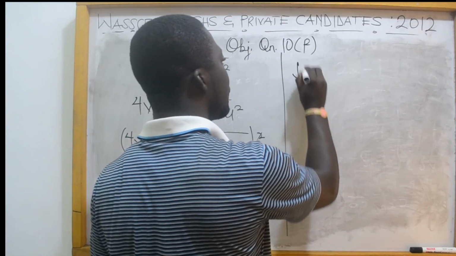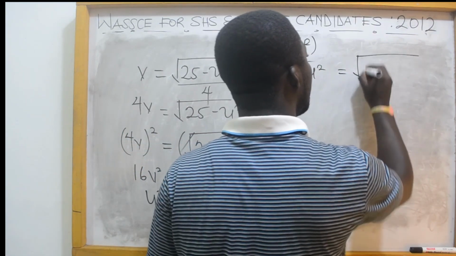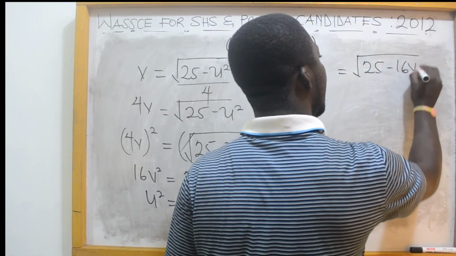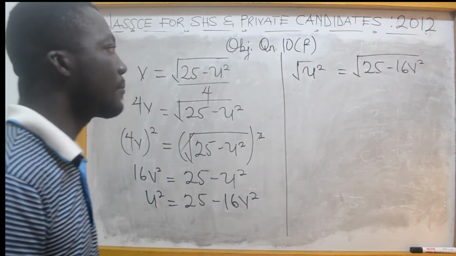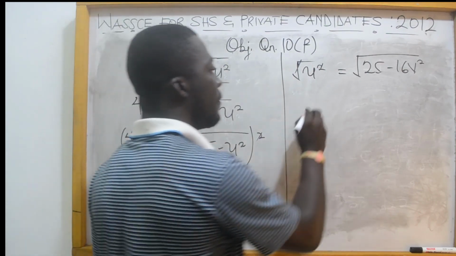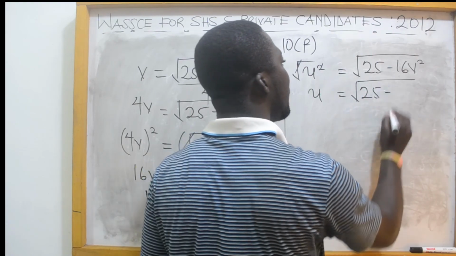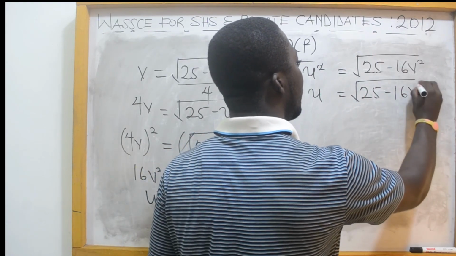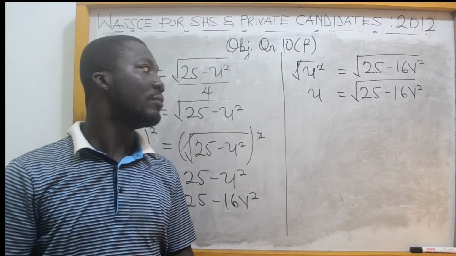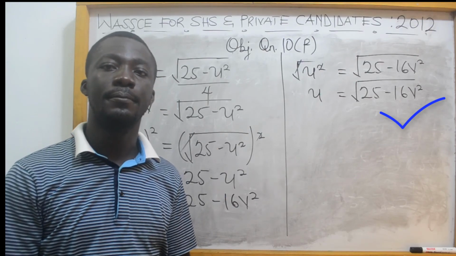That one will give us square root of u squared is equal to square root of 25 minus 16v squared. So the square root will take away the square, and our final value for u will be equal to square root 25 minus 16v squared. So the value for u is square root of 25 minus 16v squared.